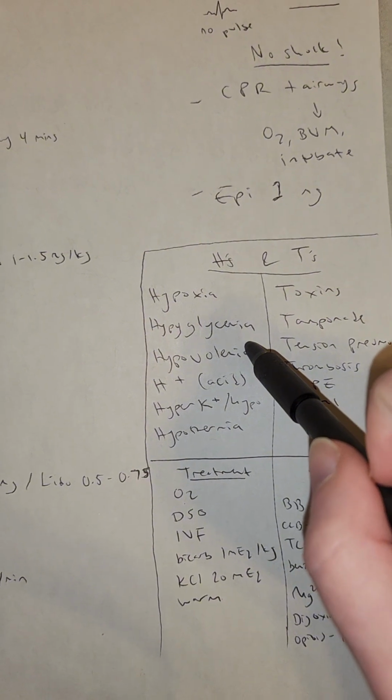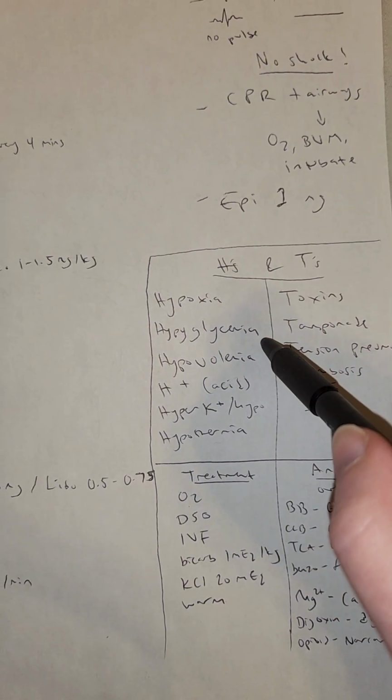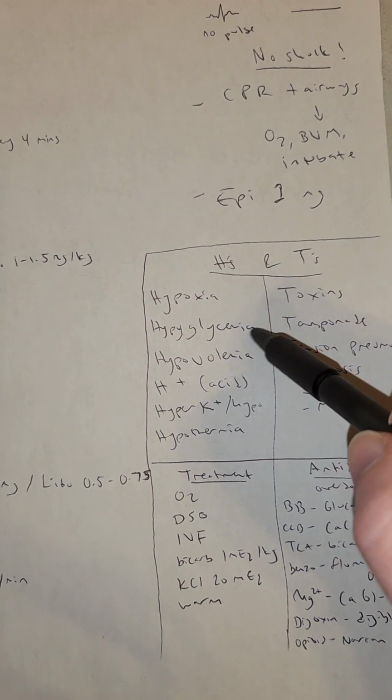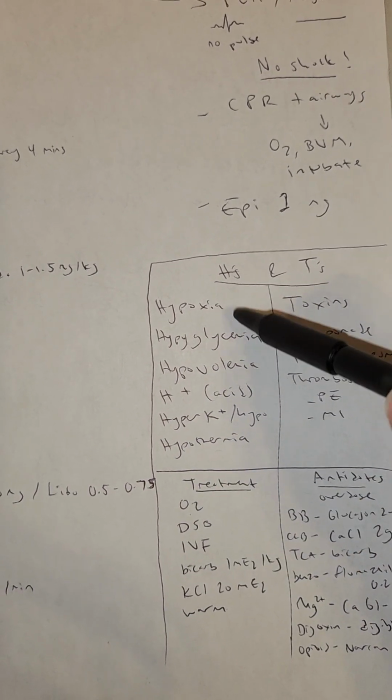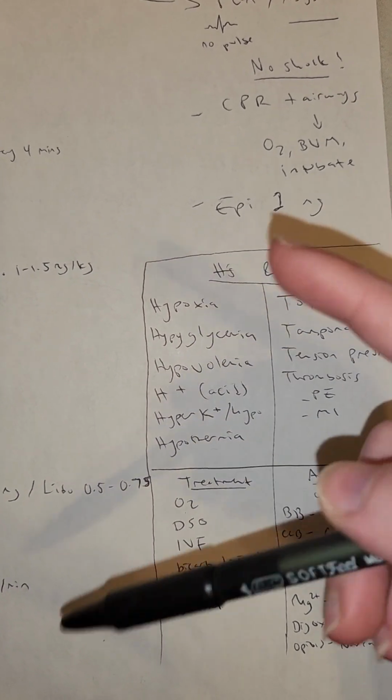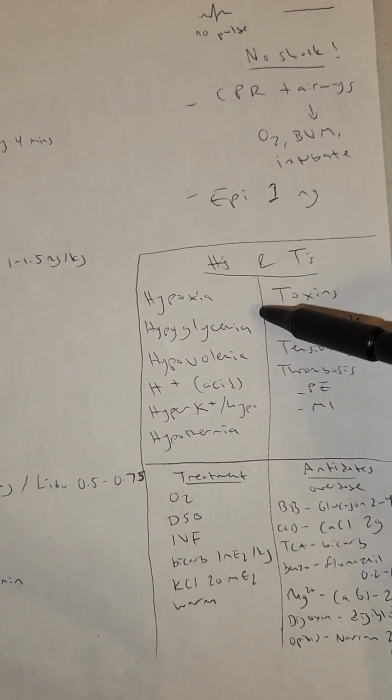Next is hypoglycemia. Maybe they were a diabetic and they didn't know, right? Or maybe they took too much insulin. So hypoglycemia, how are you going to fix that? Treatment, D50, dextrose infusion, okay? Easy way to check for this is to get a finger stick, right? Just prick their finger, check their glucose levels.